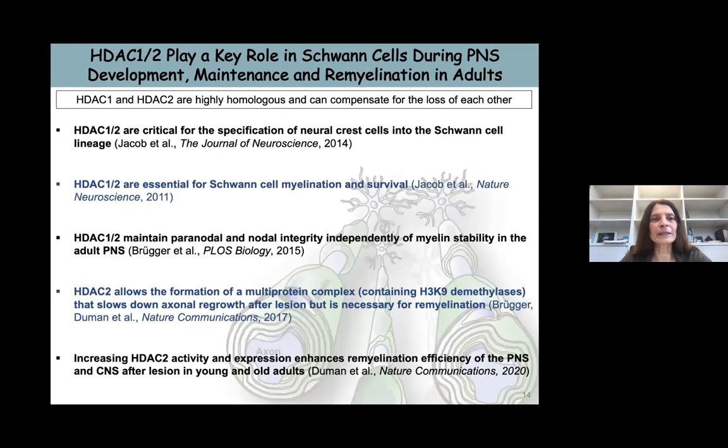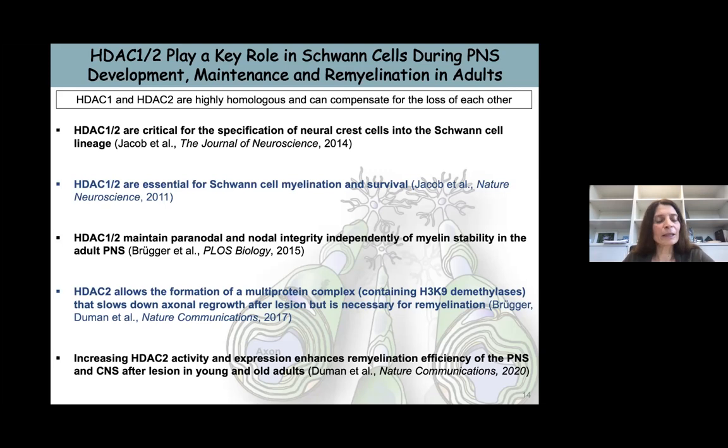What we found is that those two HDACs play a key role in Schwann cells during PNS development, maintenance, and remyelination. If you study HDAC 1 or HDAC 2, you usually have to study both together because they are highly homologous and they can usually compensate for the loss of each other. So it's very difficult to work on only one. We found that those two HDACs are critical for the specification of neural crest cells into the Schwann cell lineage. They're also essential later in development for Schwann cell myelination and survival, and they maintain paranodal and nodal integrity in the adult PNS.